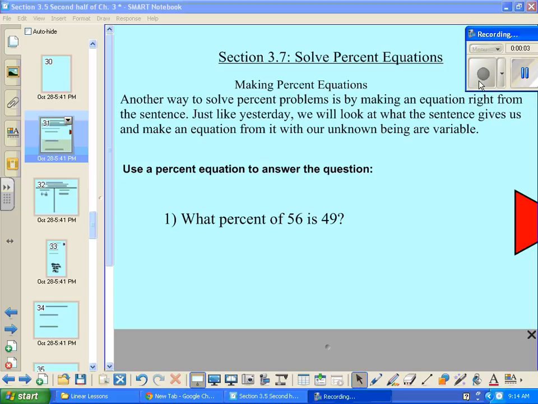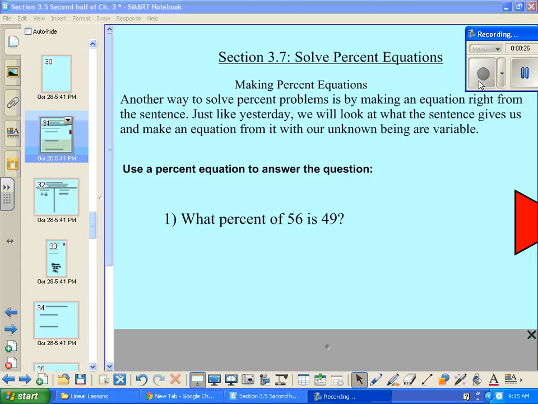This lesson is a continuation of section 3.7 on solving percent equations. In the previous lesson we talked about how to solve percent problems using a proportion. Today we're going to solve them a different way, using a percent equation, where we take the words that are in the problem and make an equation straight from it, and then we'll be able to solve that and get x, our unknown, by itself.